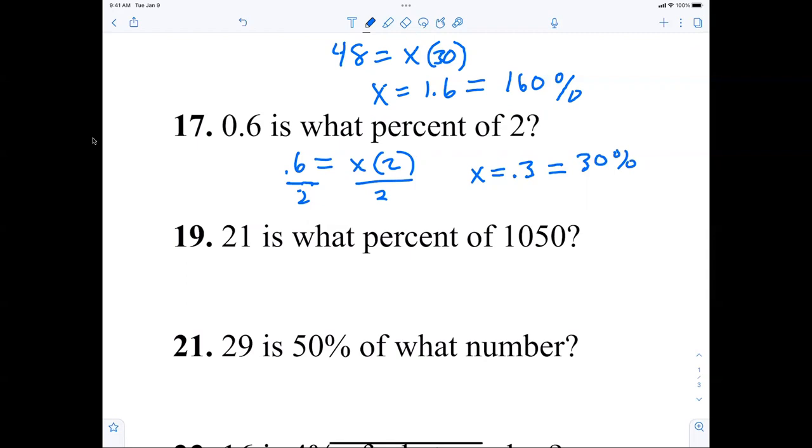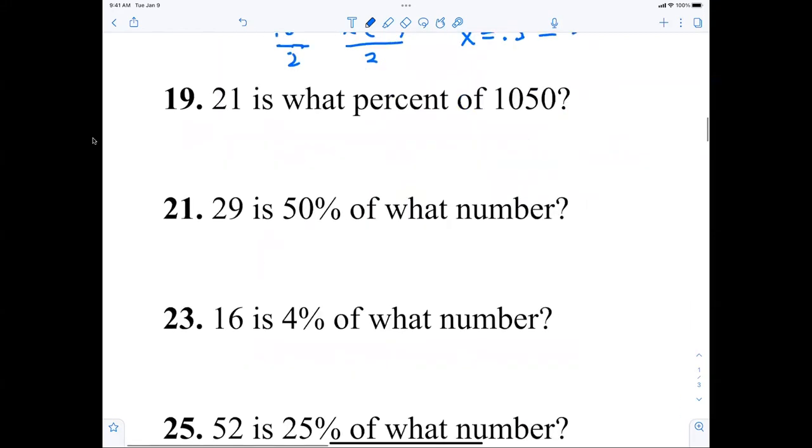Did I skip you? Yeah, that's right. Okay, go. It's 50%. 21 equals X times 20, 50. Okay, so when you divide, what did you get? 50%. I didn't ask that. I said, what did you get when you divided?